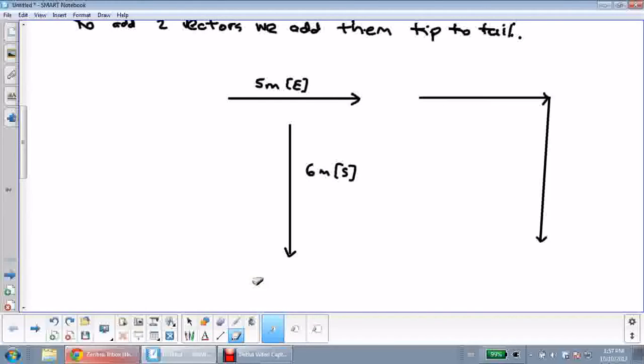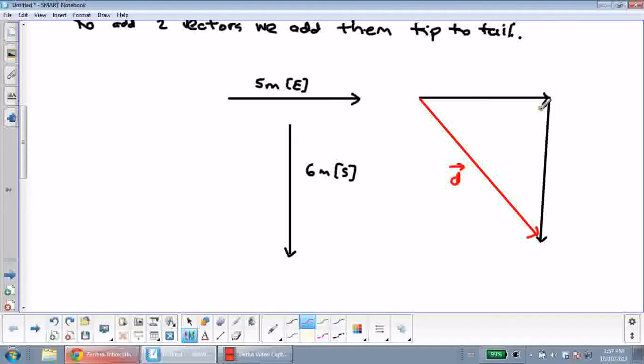And so where is he? What is his actual displacement in the end? The actual displacement is this, because displacement depends on only two things: where you start and where you end. So this is his displacement.